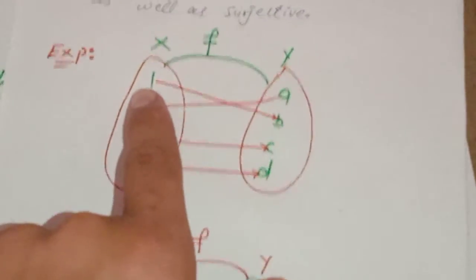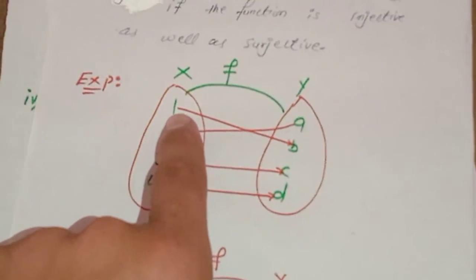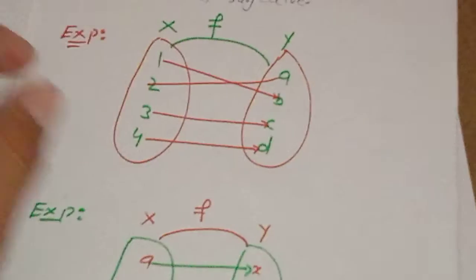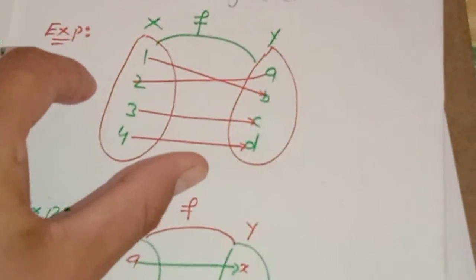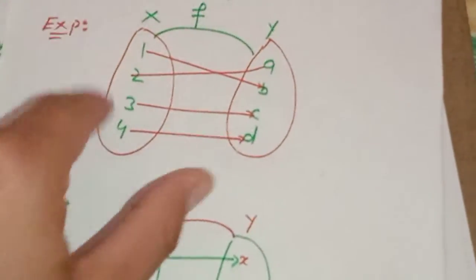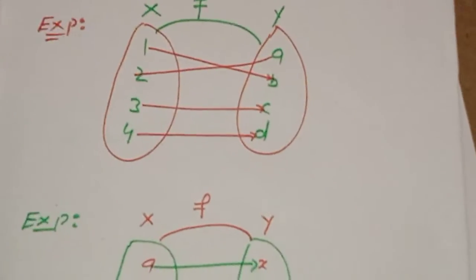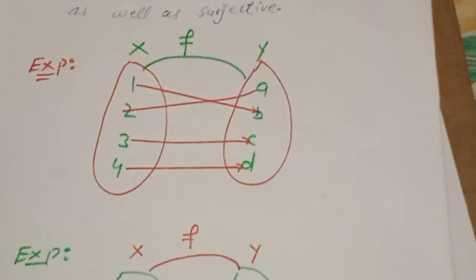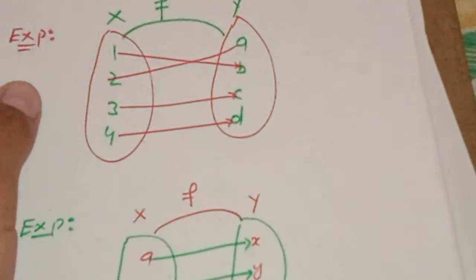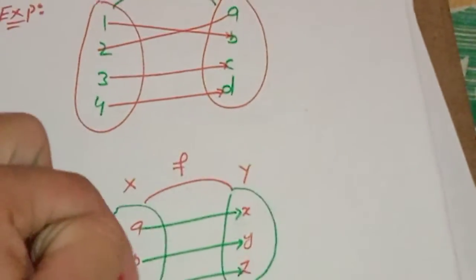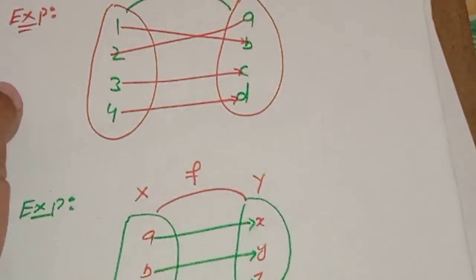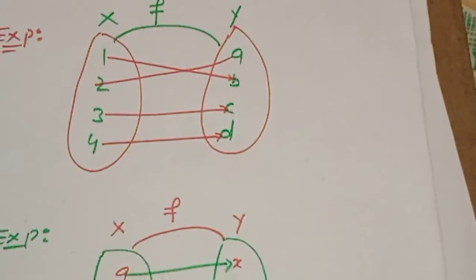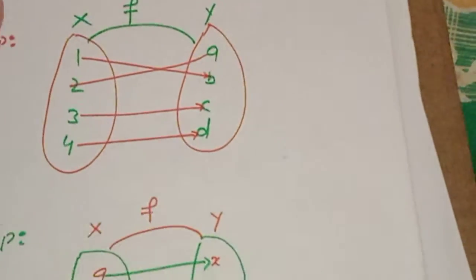If we focus on it, suppose f is a function from X to Y, with X equal to {1, 2, 3, 4} and Y equal to {a, b, c, d}. First of all, we have to know whether it is a function or not. So it is a function because all the elements of the domain, set X, are connected with only one element. So there is no repetition in the domain elements, and the domain of the function is set X.